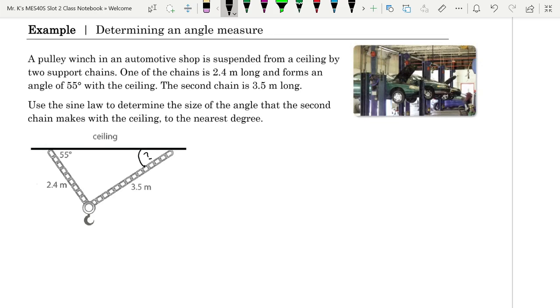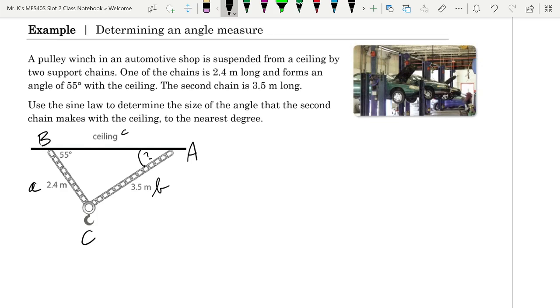Okay, once again, I need some letters. So why don't I call the thing I'm looking for A again? So that's angle A that I'm looking for. Which side is side A? Is it the 2.4 or the 3.5? It's the 2.4. So this will be side A. I'll call the other angle over here B, which makes this side B. And once again, nice coincidence, C for ceiling, side C.